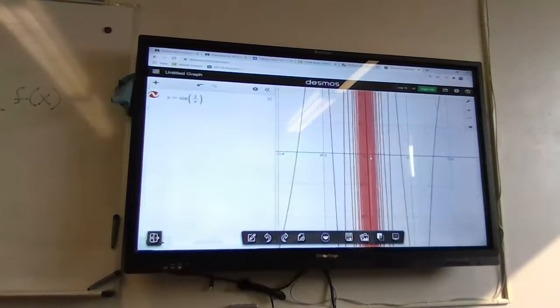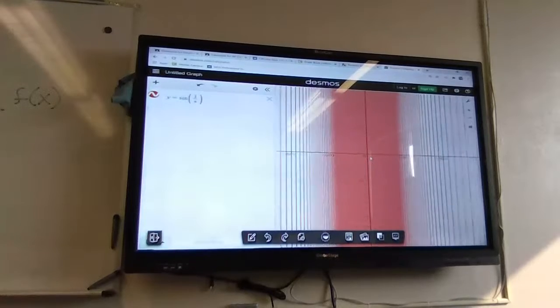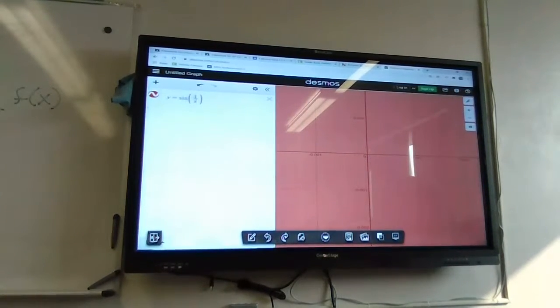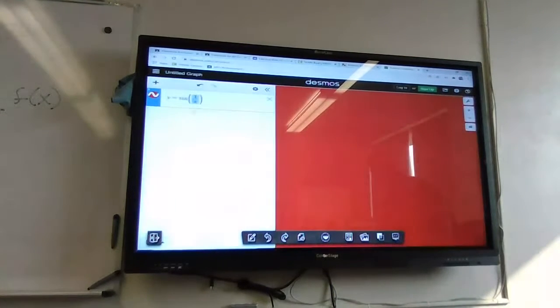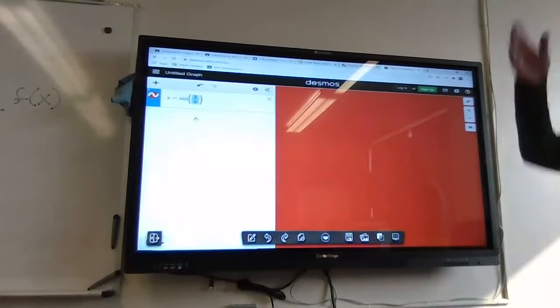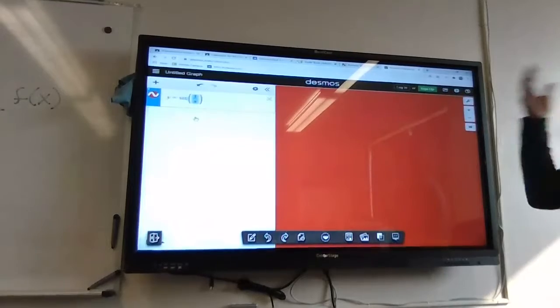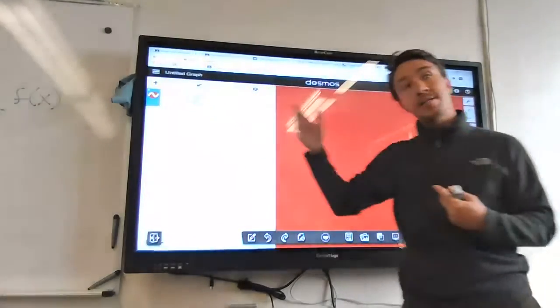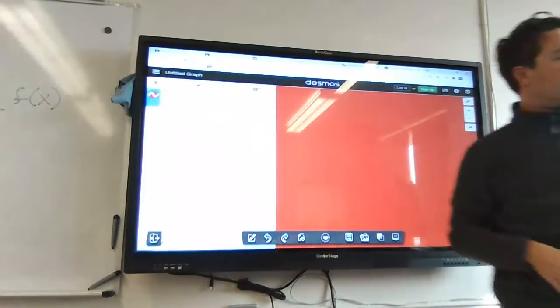If I try to zoom into it, it just looks like that. That's because as x gets small, this value gets very large and thus spans a broad span of values. Think about how the sine function works. The sine function oscillates as the argument, the inside of here, increases. This thing starts increasing really fast, and so the sine function oscillates super fast.